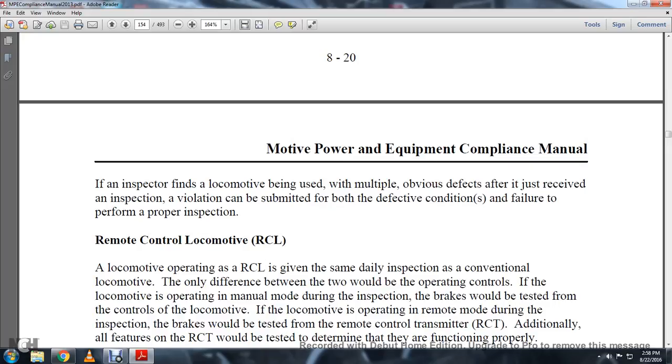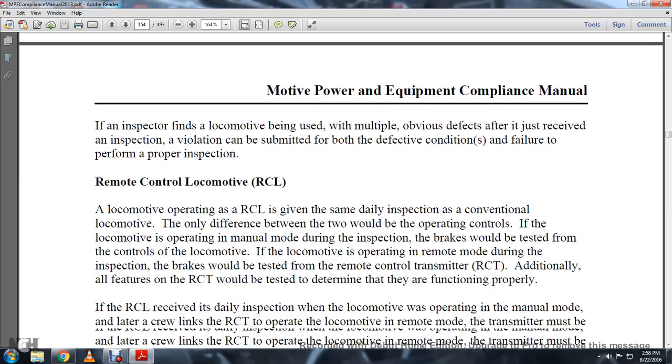If an inspector finds a locomotive being used with multiple or obvious defects after it is received, an inspection violation can be submitted for both the defective conditions and the failure to perform the proper inspection.